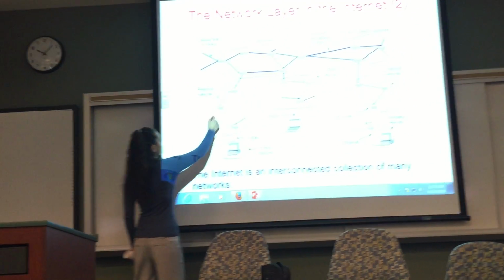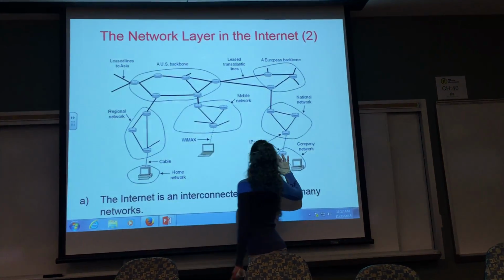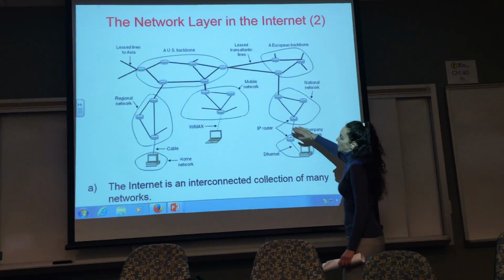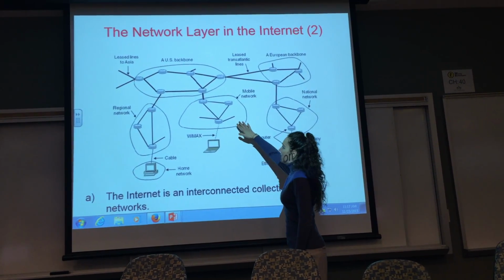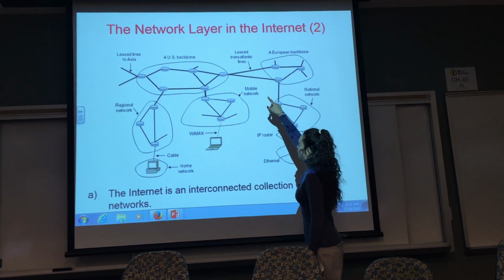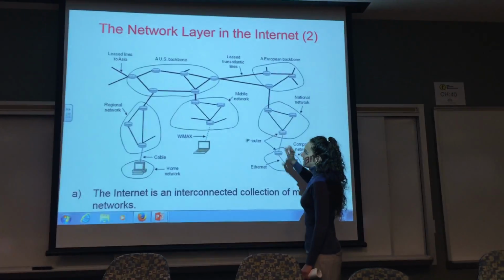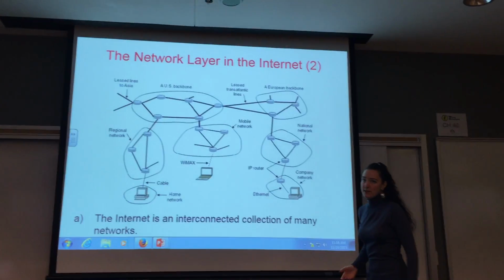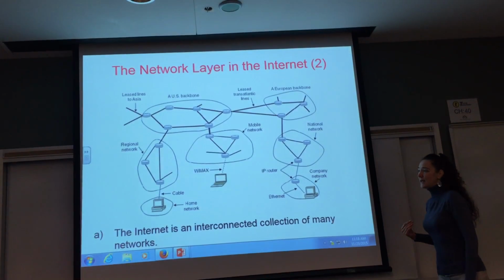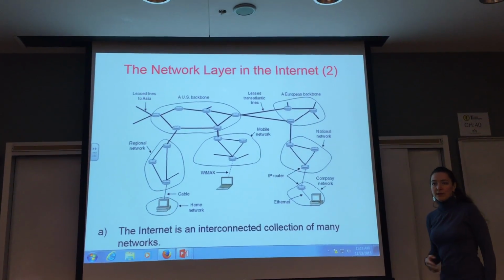For example, that's a regional network. That's a local area network for some company. That's a mobile wireless network. And then we have transcontinental backbone links that are usually high-speed fiber optics lines or cables that would connect networks between continents and countries.